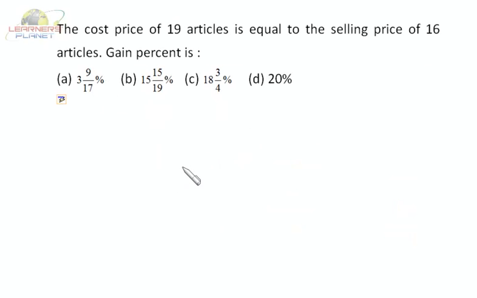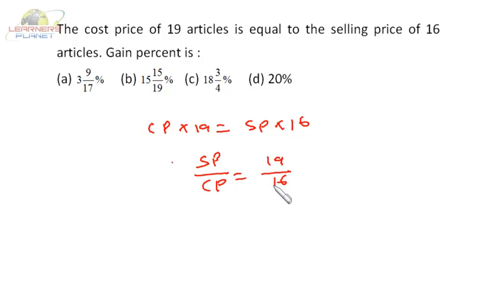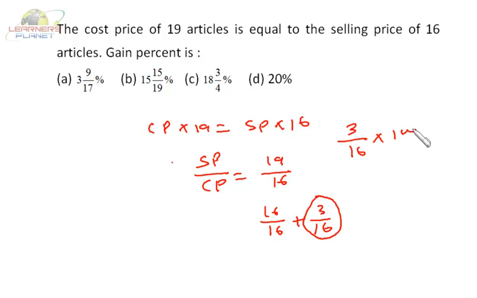Now let's say this question. The cost price of 19 articles is equal to selling price of 16 articles. That means cost price of 19 is equal to selling price of 16, that means selling price by cost price is equal to 19 by 16. Now the profit part is 16 by 16 plus 3 by 16, that is 1 plus 3 by 16. That means the profit part is 3 by 16. Now convert it into percentage. It is 75 by 4%, that is 18 3 by 4%. I hope you are getting my point.